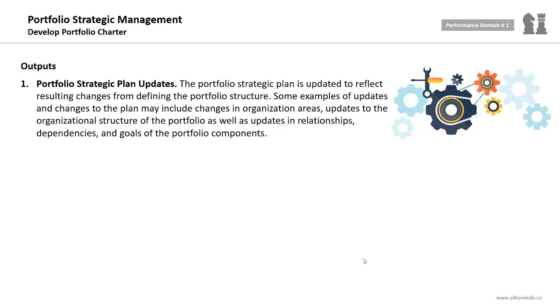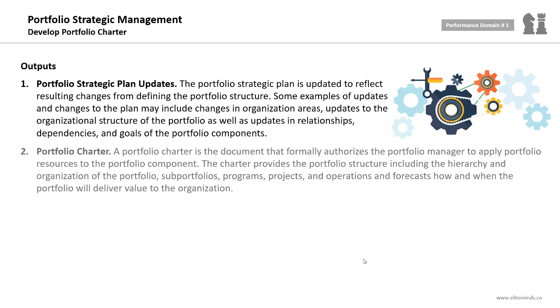Some examples of those updates and changes to the strategic plan may include changes in the organization areas, updates to the organizational structure of the portfolio, as well as updates in relationships, dependencies, and goals of the portfolio components. All these are examples of updates that might occur to the portfolio strategic plan as an outcome of this process.